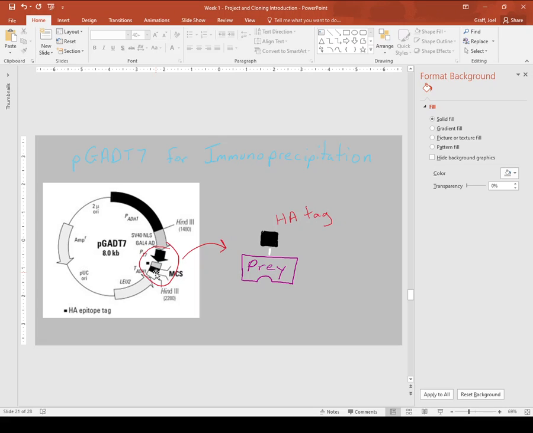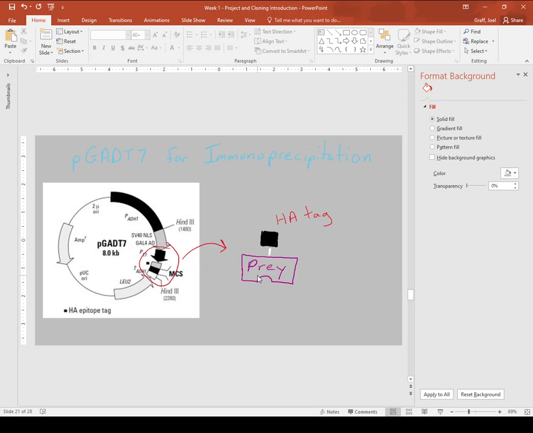So if there is a protein that we think our gene of interest interacts with, we will clone it into this multiple cloning site. And we express this also in a T7 in vitro transcription translation reaction. And from that reaction, we will get this particular protein, the prey protein, with a few extra amino acids linking to, this time it's not a MYC tag, but an HA tag. And it's denoted here with a black square, and it says that's an HA epitope tag.